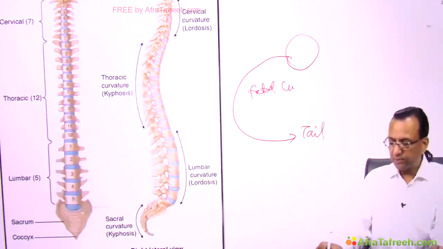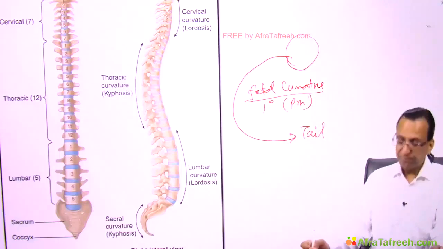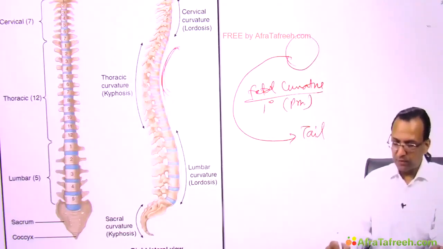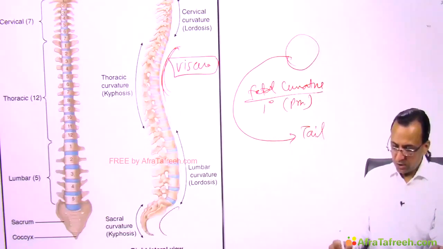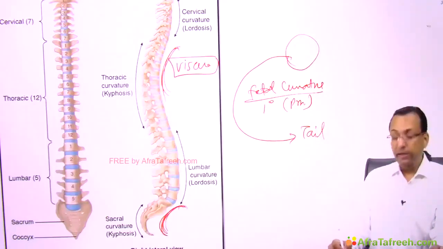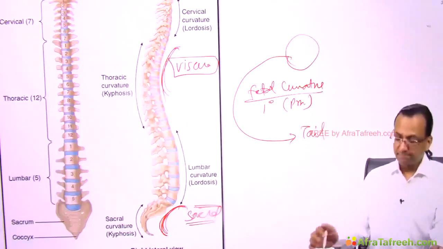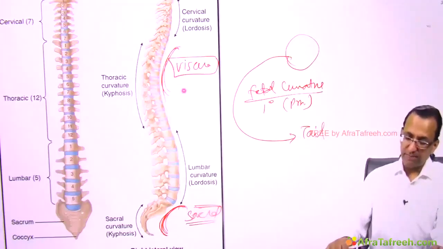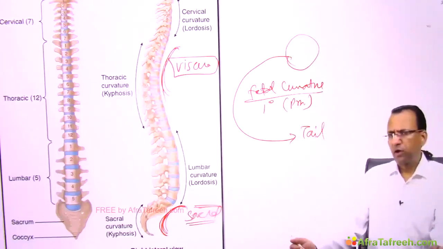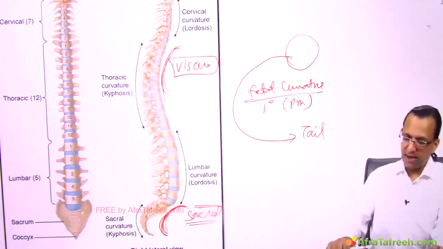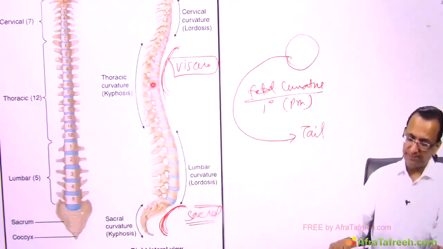They are primary curvatures. Who is primary curvature? I'll tell you. Thoracic, to keep the thoracic viscera, and sacral, to keep the pelvic viscera. Those are primary. Concave anteriorly and convex posteriorly.